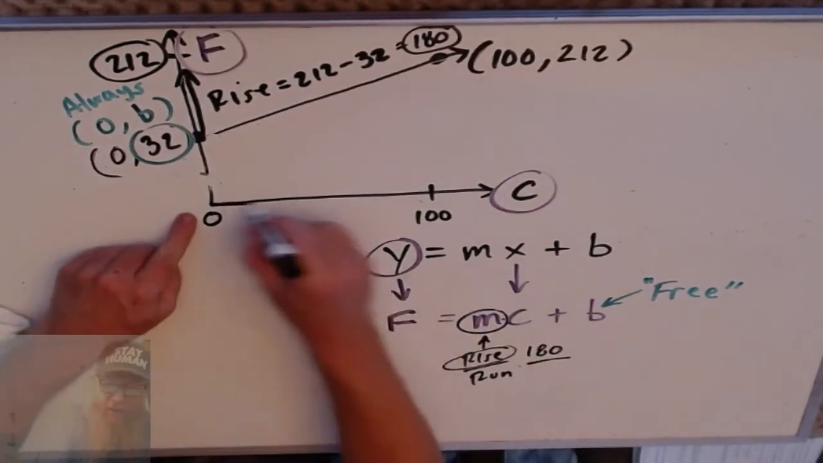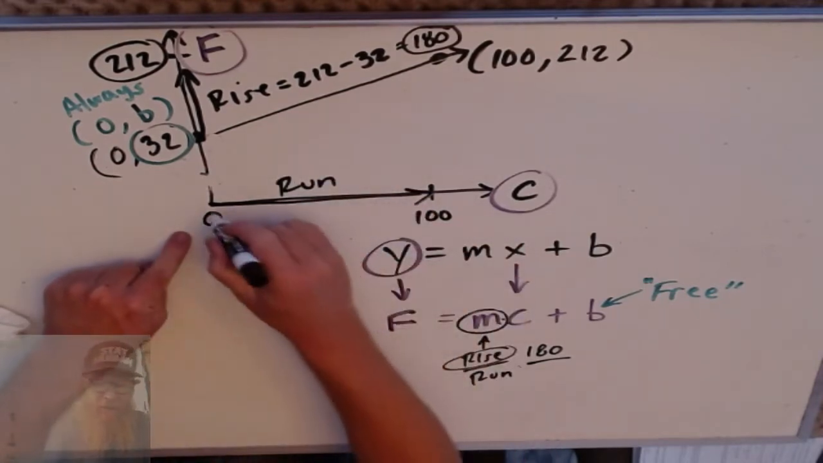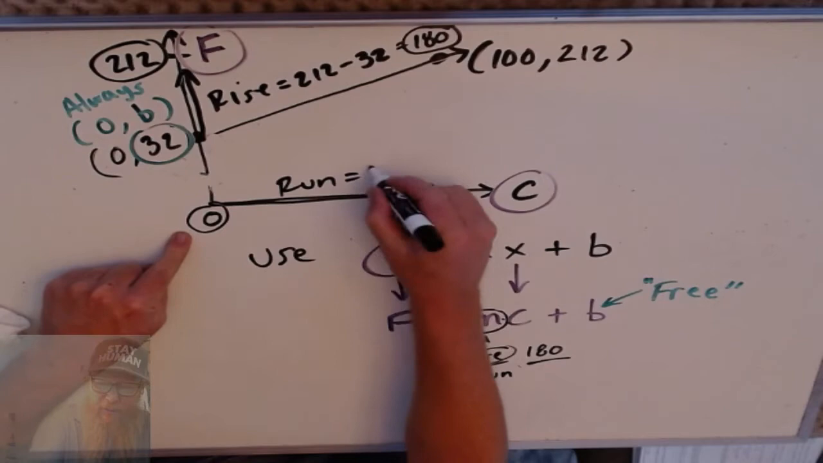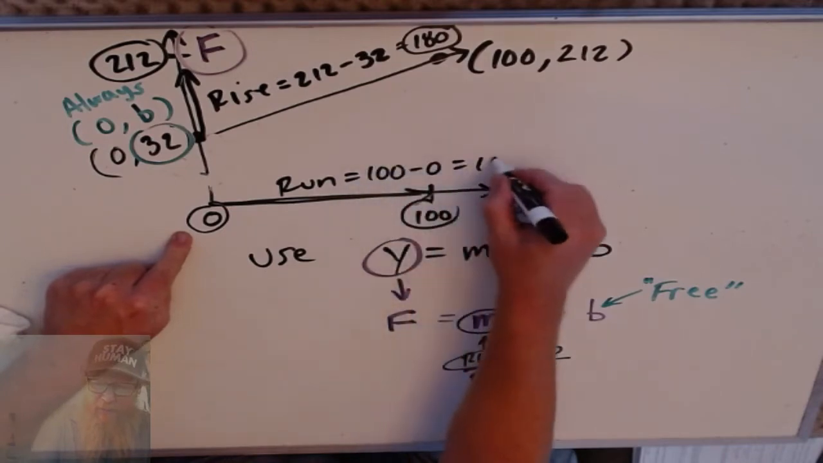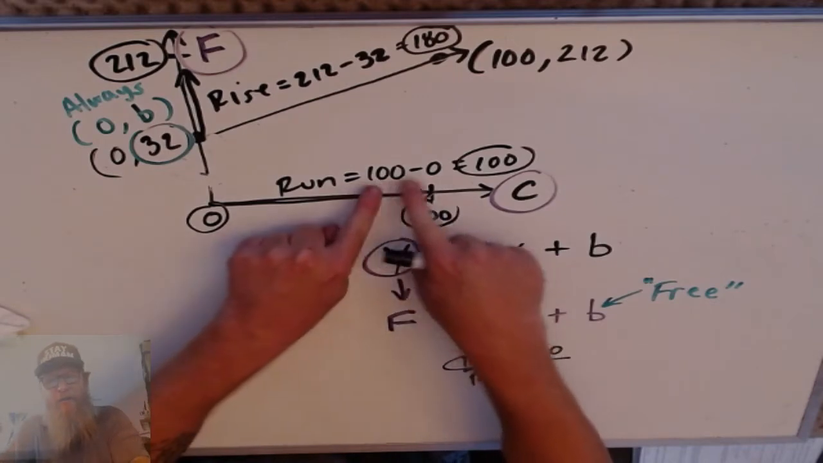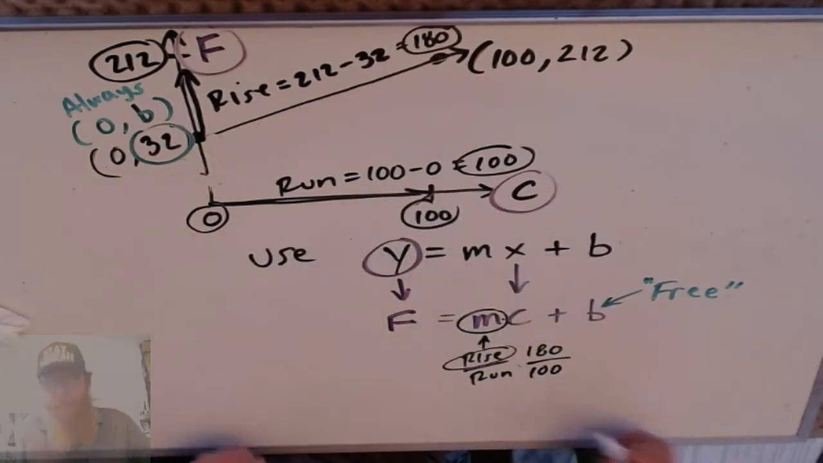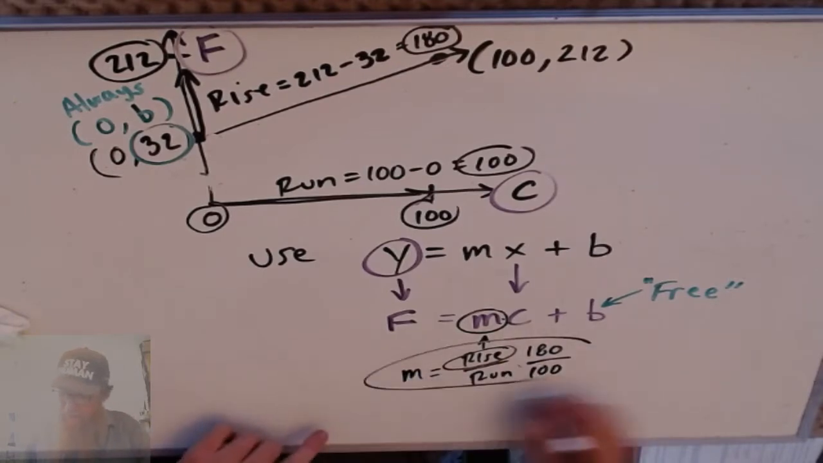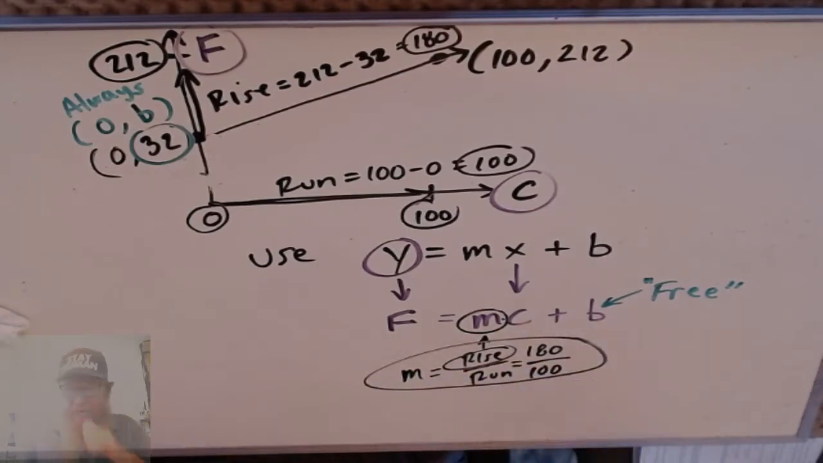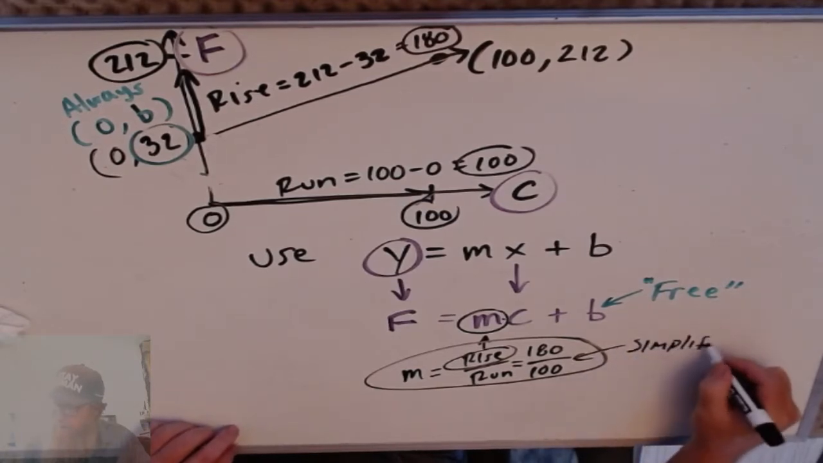The run, horizontal run, from 0 to 100, you could probably just do that in your head. The run from 0 to 100 is 100 minus 0, which is 100. So there's your M, 180 over 100. You should simplify this if possible.